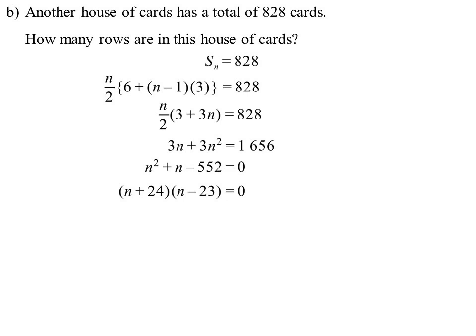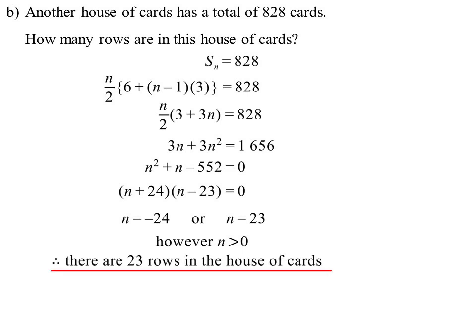Two possibilities then, negative 24 or 23. Well, one of those doesn't make sense. Remember, this is a practical question here. You're not going to have negative 24 rows. n's got to be greater than 0 for this question. That means we've got 23 rows in our house of cards.